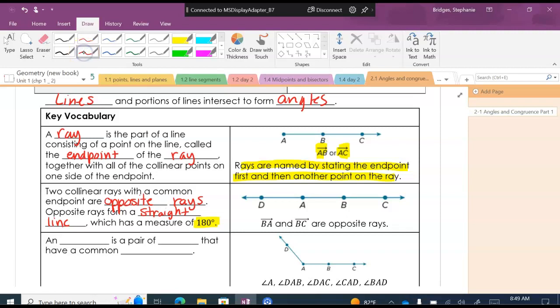Okay, so if we look at the picture to the right here, we're going to start with our point B. Opposite rays are rays that have the same endpoint but go in opposite directions. So the first one would go this way, which we call ray BA right there. You could also call that ray BD. And then the other ray goes in the opposite direction and it goes through C, so we call that ray BC. Okay. So basically opposite rays make a straight line, which is 180 degrees. Are you okay with that?